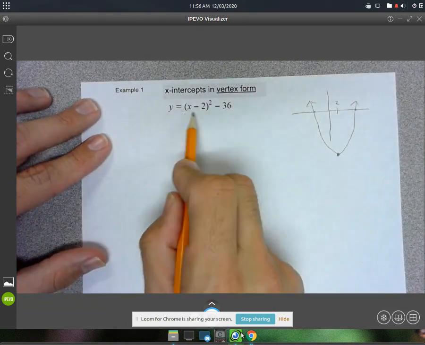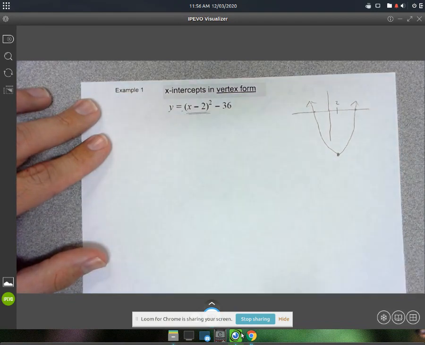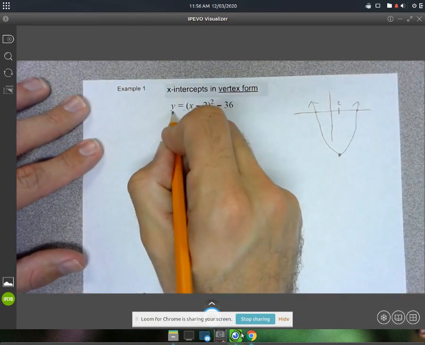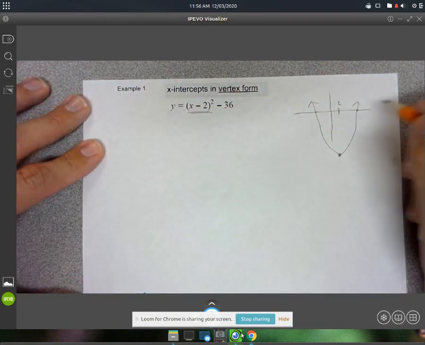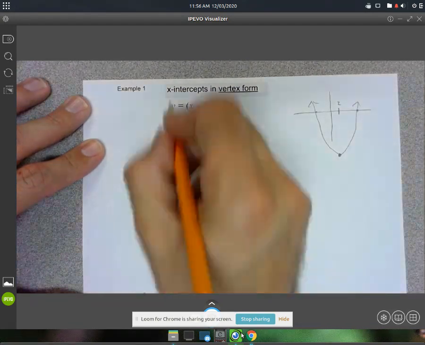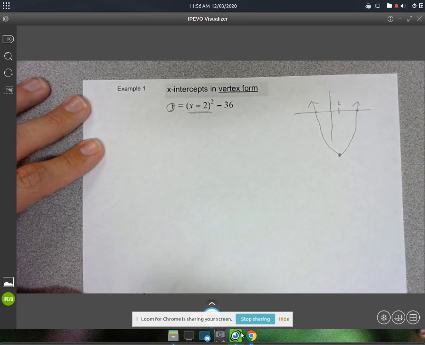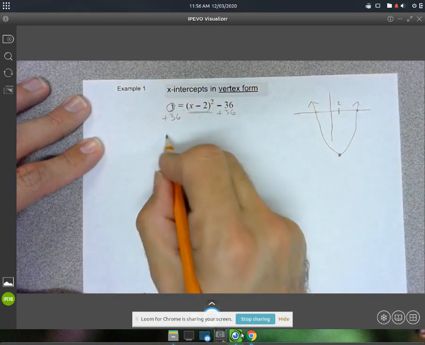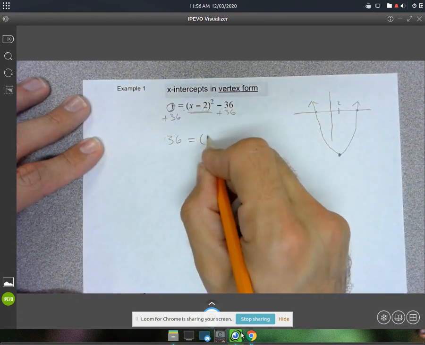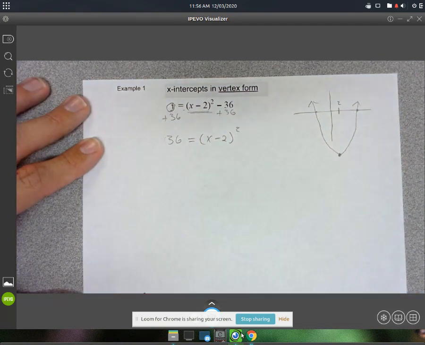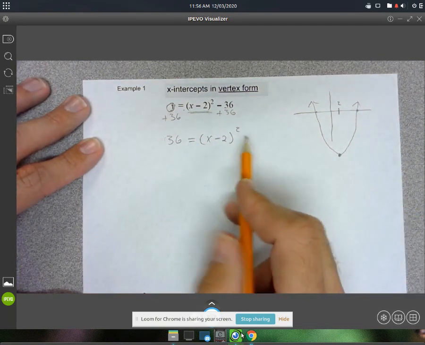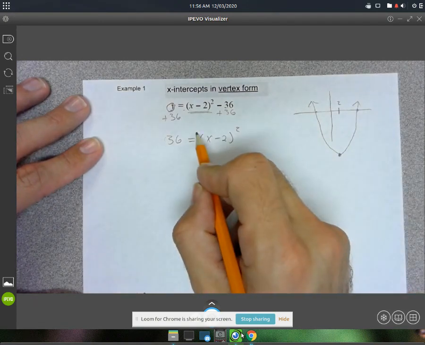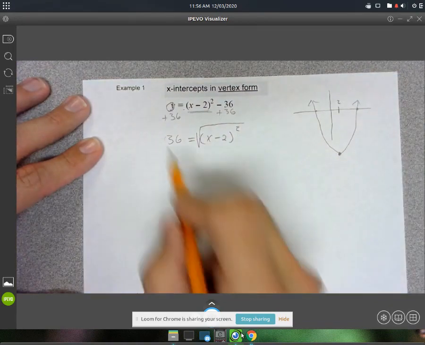Now to do that, first thing we're going to do is get the parentheses by itself. Well, first we're going to replace the y with a 0, because that's how you find the x-intercepts. At those spots, the y value is 0. Looking at 0 for y, plus 36 on both sides. This gives us 36 is equal to x minus 2 squared. Now that this is by itself, in order to get inside, we have to get rid of the square. So we need to square root both sides.